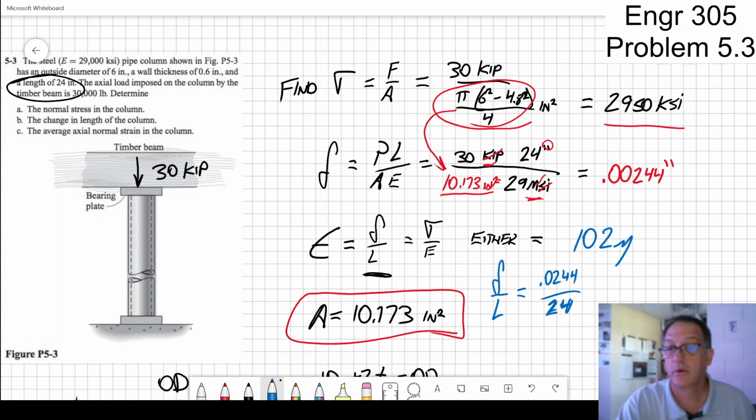There's problem 5-3. Don't worry, there's more coming. Maybe this is going to keep going. Can't find the stop.